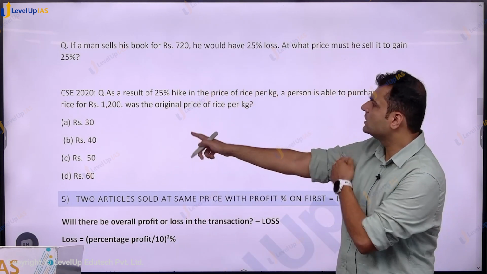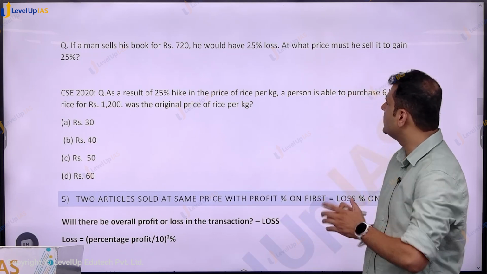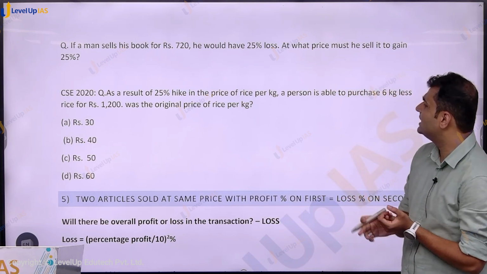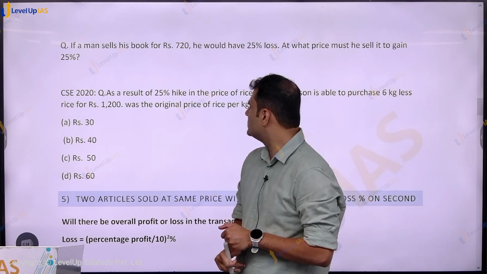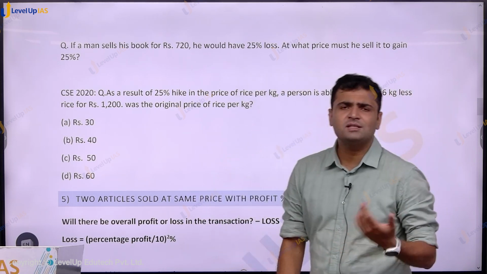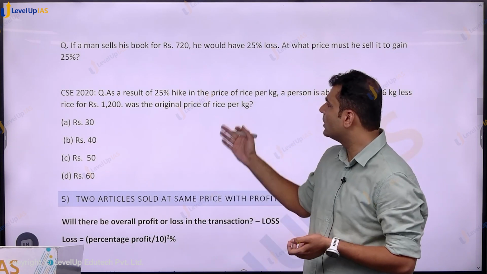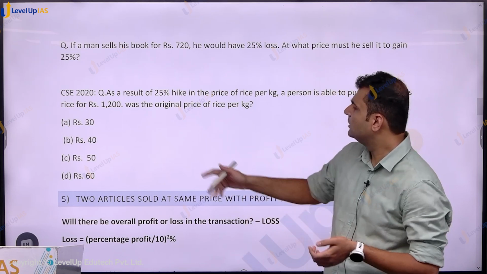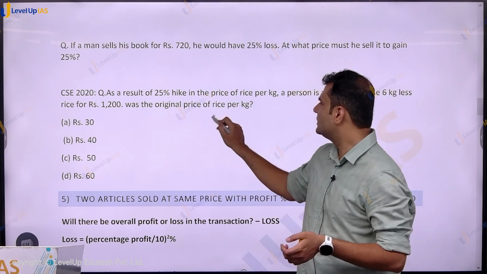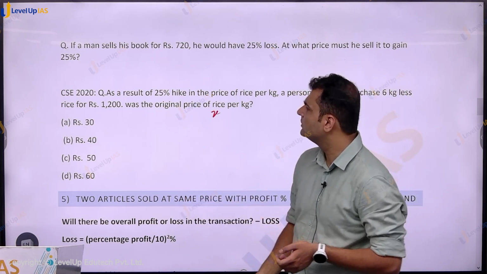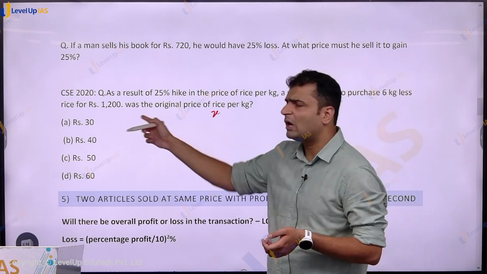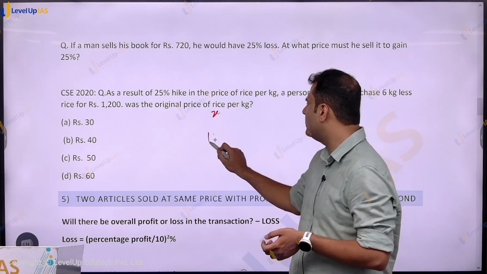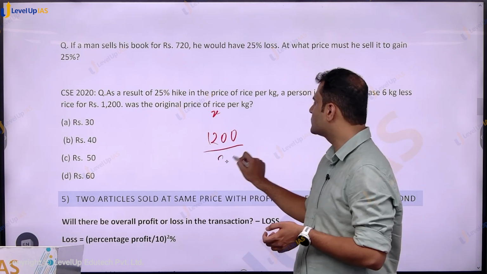Next question. As a result of a 25% hike in price per kg, a person is able to purchase 6 kg less rice for 1200 rupees. What is the original price of rice per kg? Let us assume kuch original price hoga. So what is happening? Let it be x. Fine, let it be x. So what we have, in 1200 rupees, how much rice will the person be able to buy? 1200 divided by x.